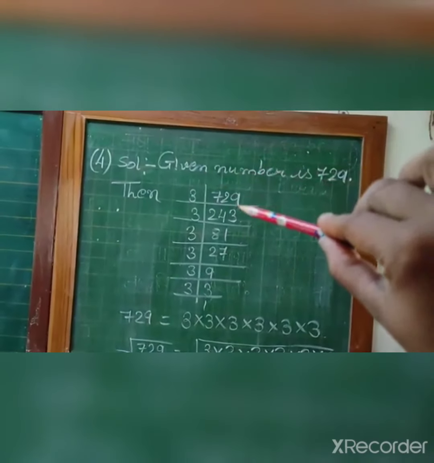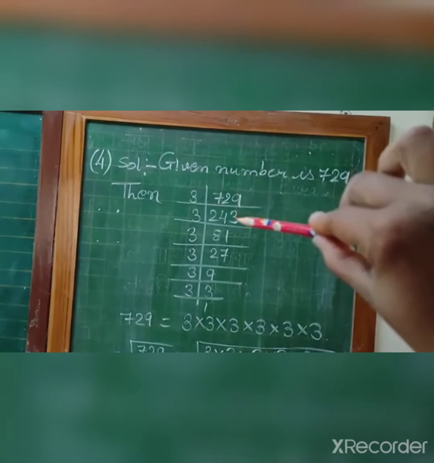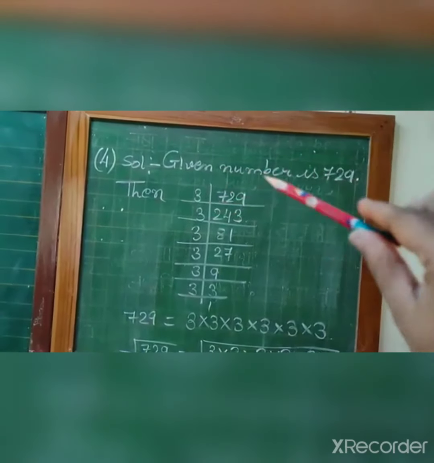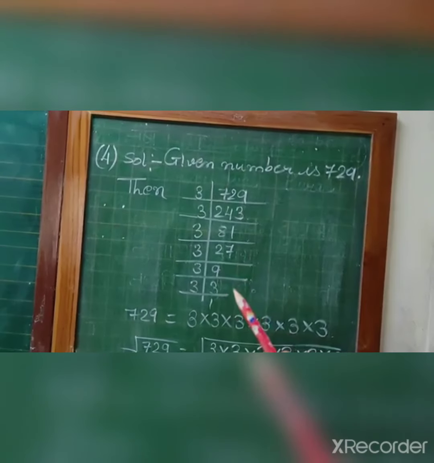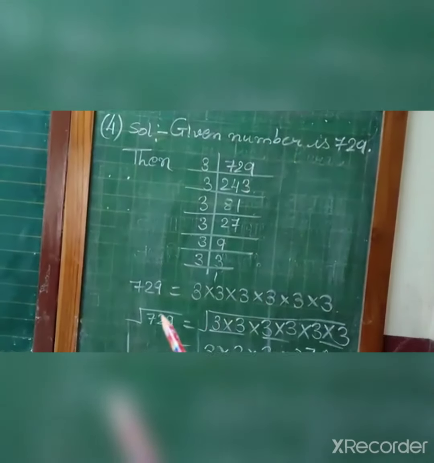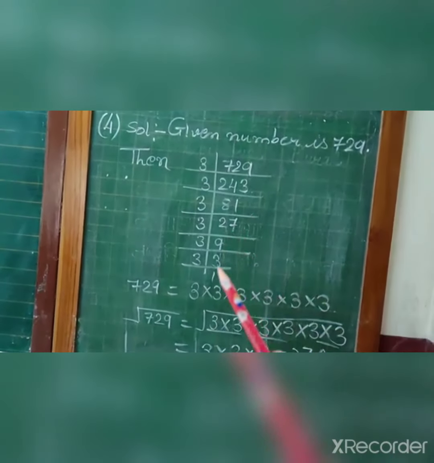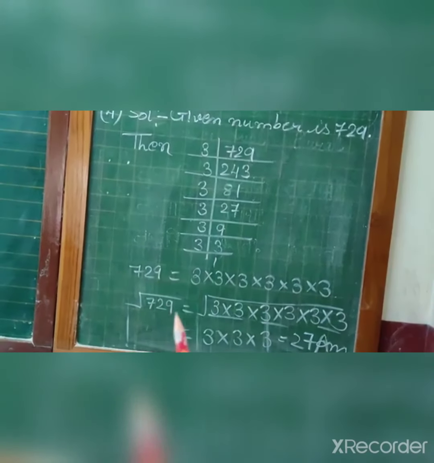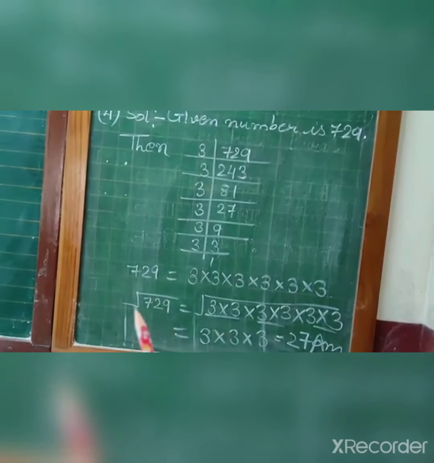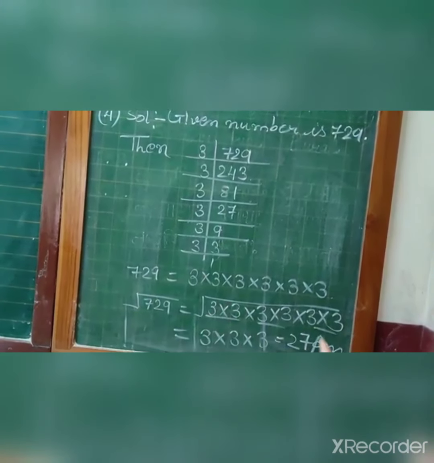So divide by 3: 243. Again 243 you will divide by 3, 81, then divide by 3, 27, then divide by 3, 9, then 3. So 729 is equal to 3 six times. Now the square root sign you will put here. So the square root of 729, that means the square root you will write.